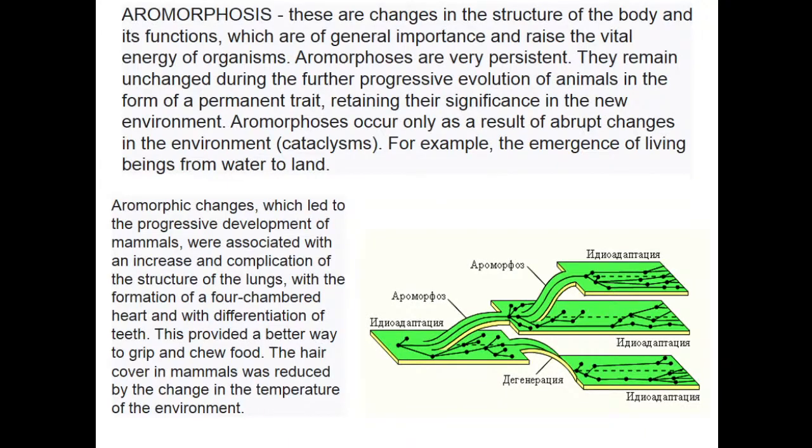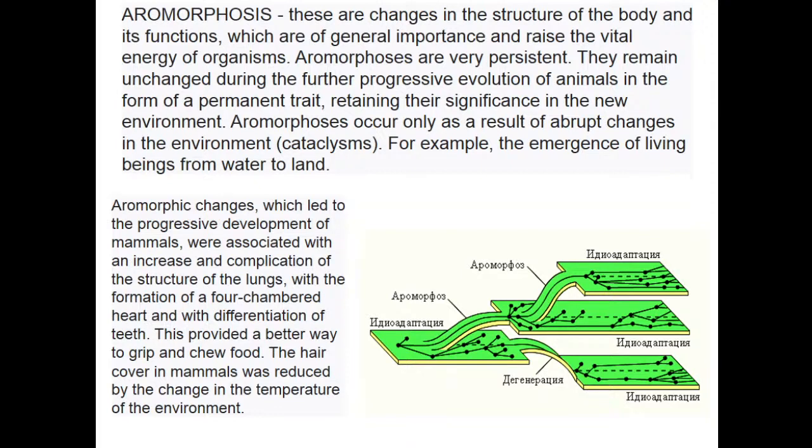Aromorphosis: there are changes in the structure of the body and in its function which are of general importance and raise the vital energy of the organism. Aromorphoses are very persistent. They remain unchanged during the further progressive evolution of animals as a permanent trait, retaining their significance in a new environment. Aromorphoses occur only as a result of abrupt changes in the environment or cataclysms.